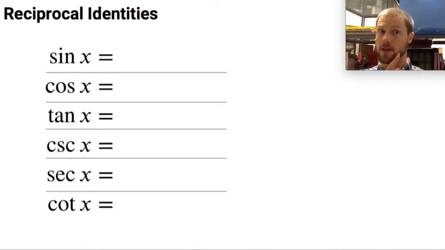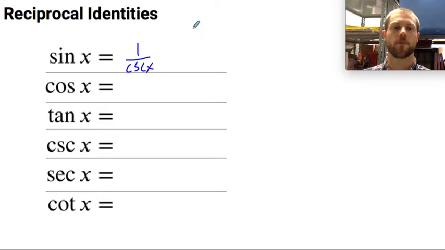And there are trig identities. You know some of them already. So let's start off with some reciprocal identities. These are ones that you've seen before. Let's start off with the sine of x. That is going to equal 1 over the cosecant of x. The cosine of x is equal to 1 over the secant of x. The tangent of x is equal to 1 over the cotangent of x.